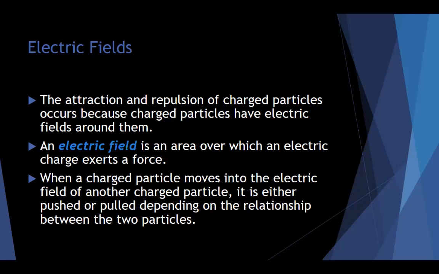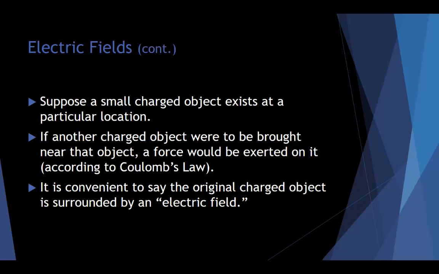When a charged particle moves into the electric field of another charged particle, it is either pushed or pulled depending on the relationship between the two particles. So if they have the same charge, they're going to be repelled or pushed apart. If they have opposite charges, they're going to be attracted and pulled together. And so if you take a look here, we're going to kind of hint at what this looks like, and we'll talk about it more specifically later. But notice the arrows. The left one there is a positive, and the arrows are pointed away from it. The right one is a negative, and the arrows are pointed towards it.